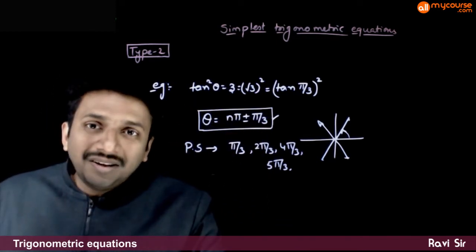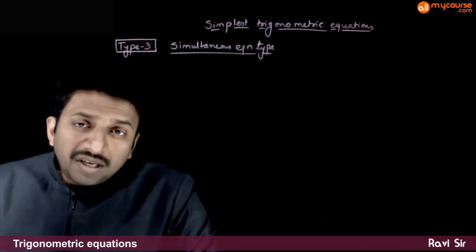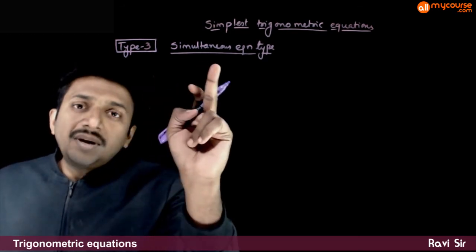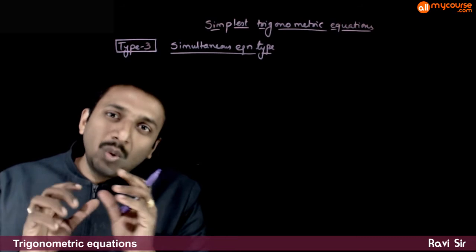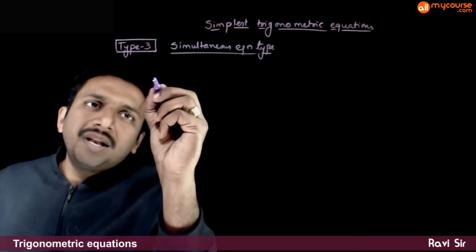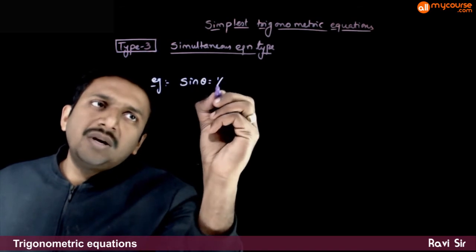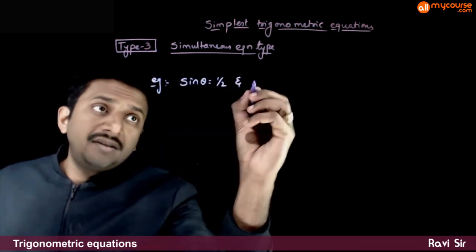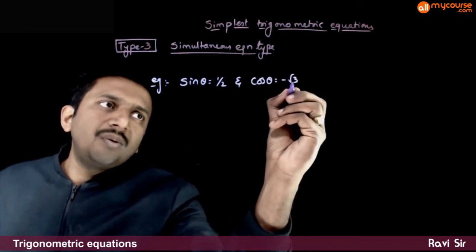So I hope you have understood the type 2 questions. Now let's go for type 3 questions. Type 3 equations are simultaneous equation type. That is, instead of giving you one equation, you'll be given 2 simultaneous equations. For example, sine theta has to be equal to half and cos theta has to be equal to minus root 3 by 2.